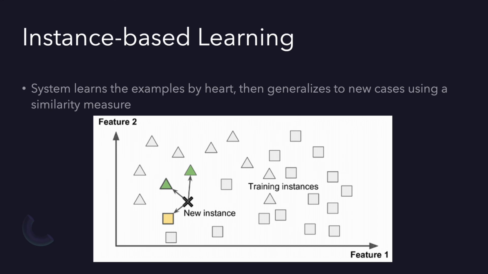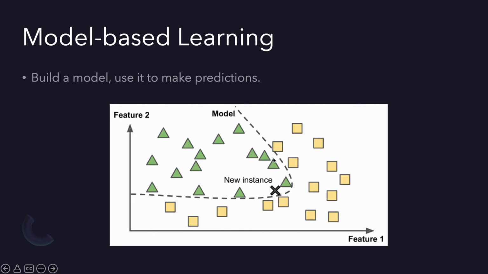However, if I look at model-based learning, we build a model to classify new inputs. In this graph, the model is represented by this dashed curve. And instead of calculating the distance or similarity, we check the new example based on this model, then classify it. With more examples and practice, you will easily understand machine learning types.